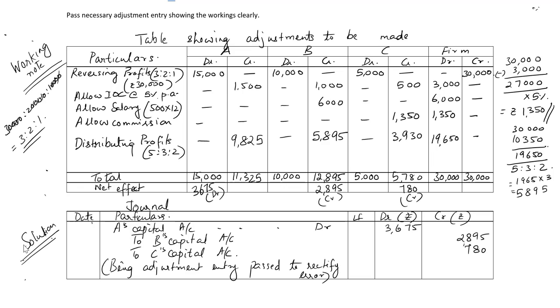So in this problem, we saw that the profits were distributed in the wrong ratio of 3:2:1, apart from omitting interest on capital, salary and commission. So the first step, we reverse the profits in the wrong ratio by debiting the partners' capital and crediting the firm, and then allow the interest on capital, salary, commission, etc.